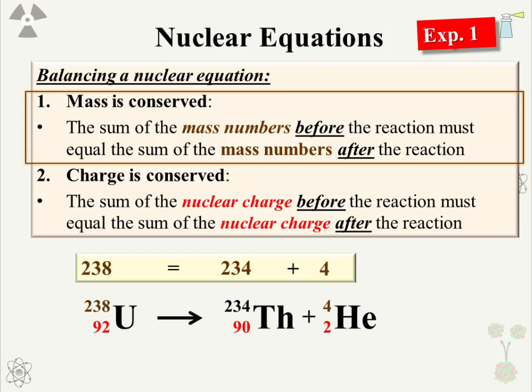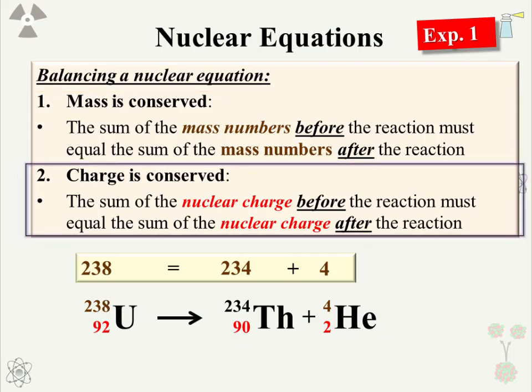234 plus 4 equals 238. Yes, the two sides have the same mass. What about charge? Same process. Start an equation that looks at the nuclear charge of the two sides of the nuclear reaction.